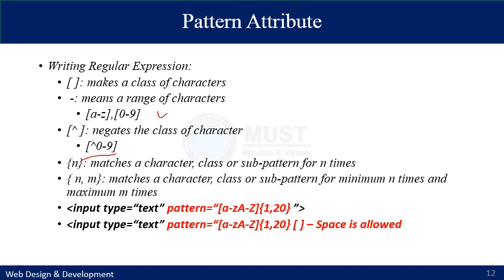Along with these, if you specify a number, it matches a character class or subpattern n times. If you specify two numbers, it matches a character class or subpattern a minimum of n times and a maximum of m times. Here is an example of this. If you have specified the pattern a to z small letters, A to Z capital letters, that means you can use only alphabets in your text field, and you have specified the length 1 to 20. A similar input is displayed in the second example. You have the same pattern, you have the same length, but in this case you have specified the space value as well.